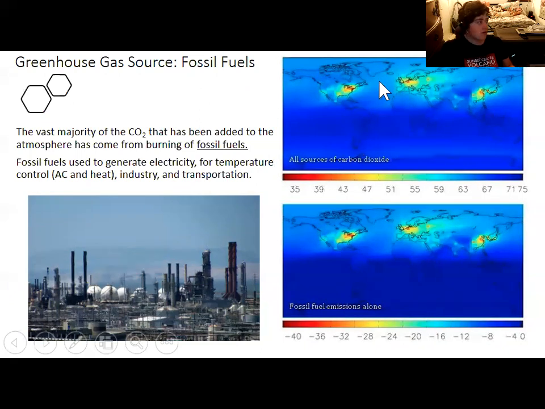And this diagram shows you that when you look at the strongest sources of carbon dioxide, and you compare all sources of carbon dioxide to fossil fuel emissions alone, they're more or less the same map.